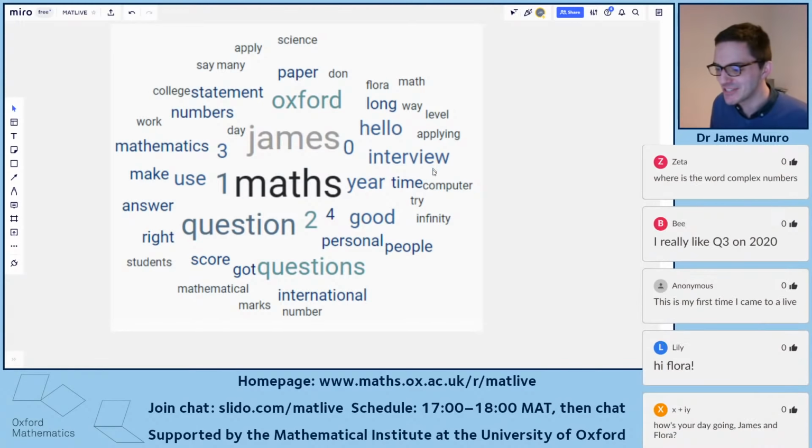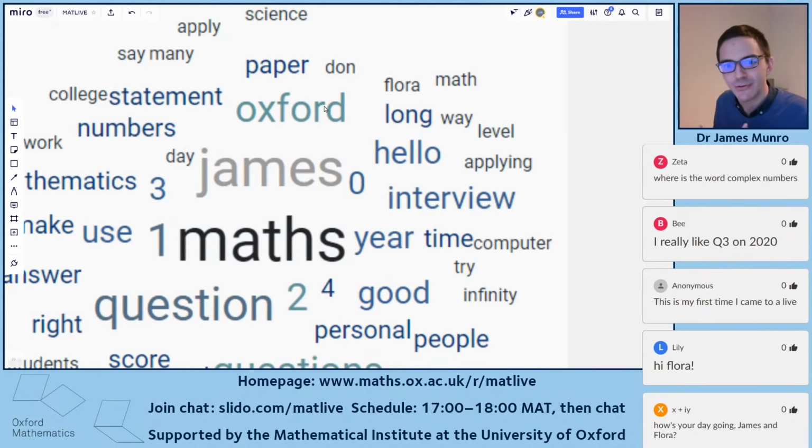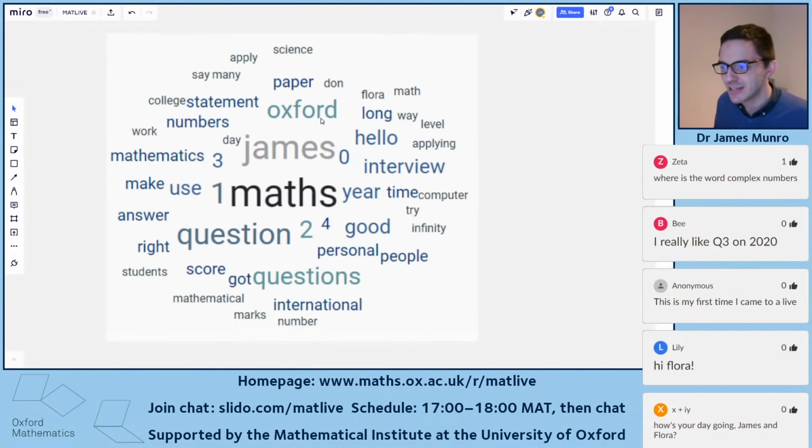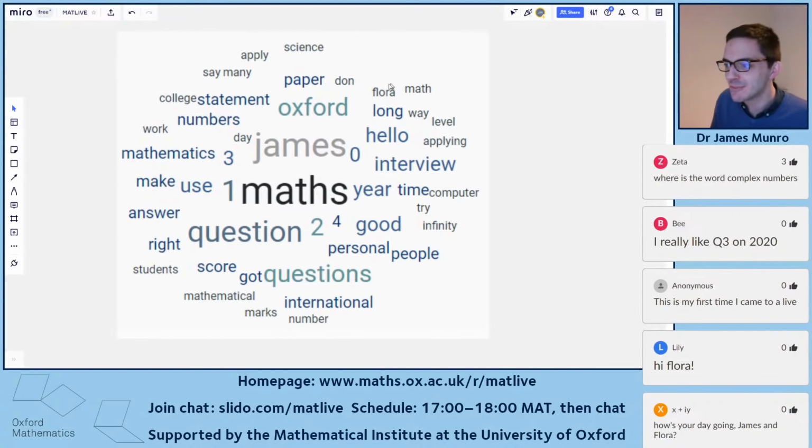Yeah, where's the complex numbers? I like that comment. Where's complex numbers? We've just got maths in big and then some other stuff we talked about, I guess. Oxford is here. I think hilariously Oxford has been put on this chart in automatic chart in Cambridge blue. Flora made it on as well. Well done, Flora.